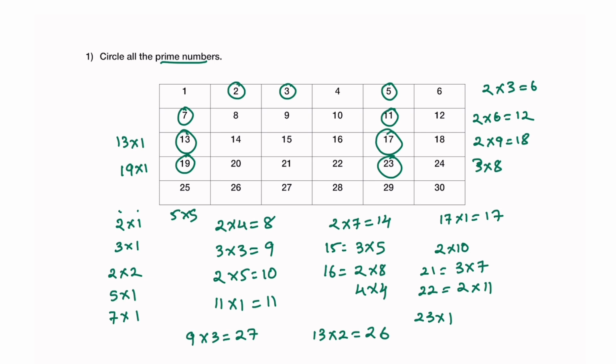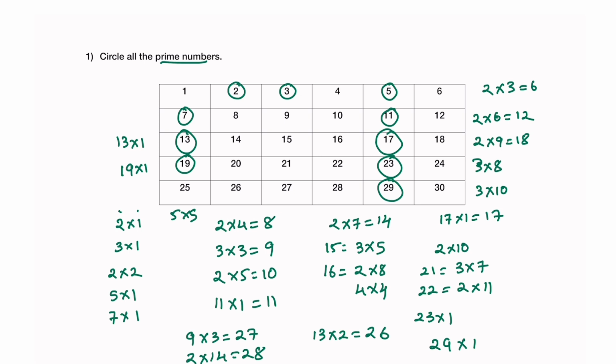28, even number, so you don't even have to do anything, but we can still say that this is 4 times 7, right? 29 is a prime number because 29 and 1 are the only factors for that, okay? And 30, it's 3 times 10 or 5 times 6, right? So we have circled all the prime numbers.